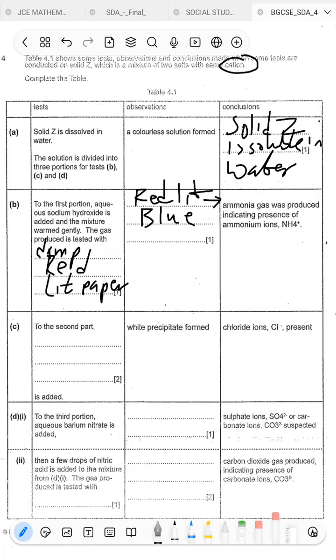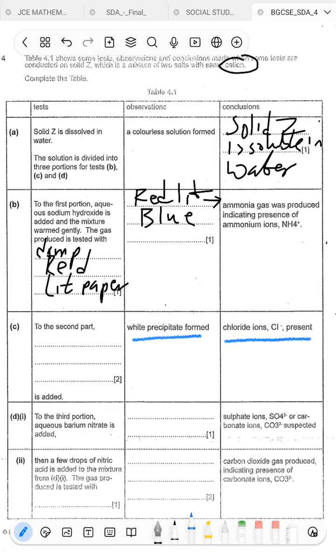Okay, let's continue to the second part. Dash is added. Then let's go to the other side to find clues. White precipitate formed, chloride ions present. How do we test for chloride ions? That's the question basically. To test for chloride ions, we're going to use acidified silver nitrate. Okay, so that's the test. You're going to be using acidified silver nitrate.